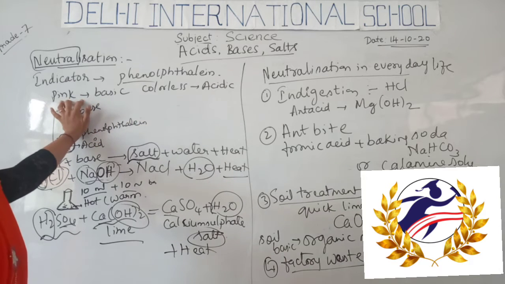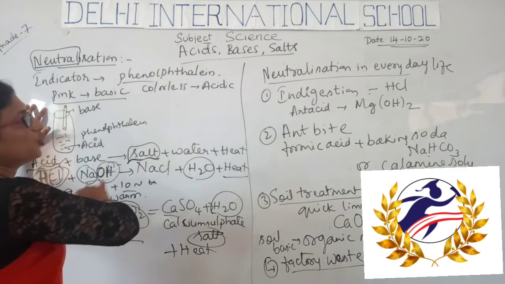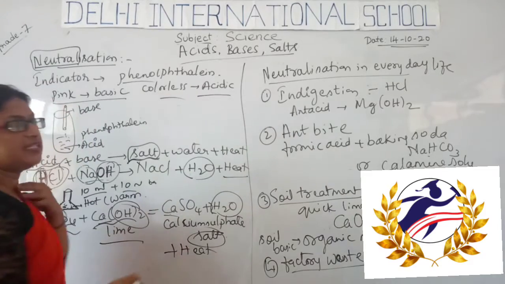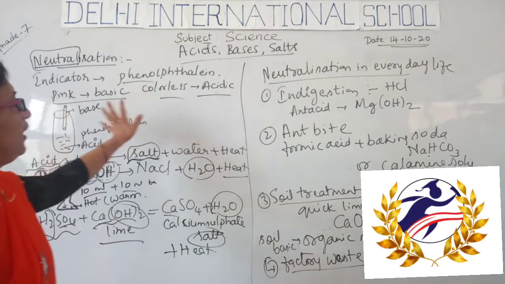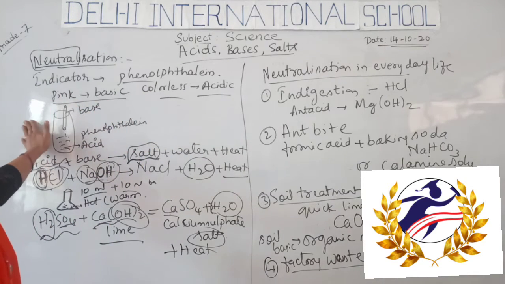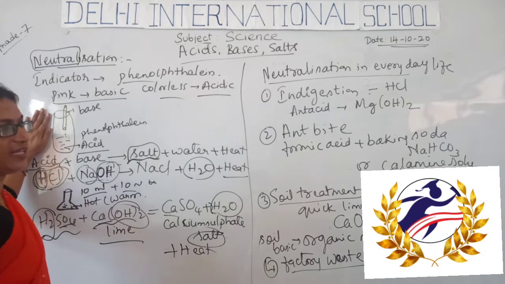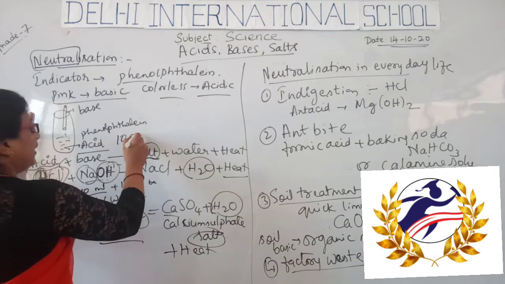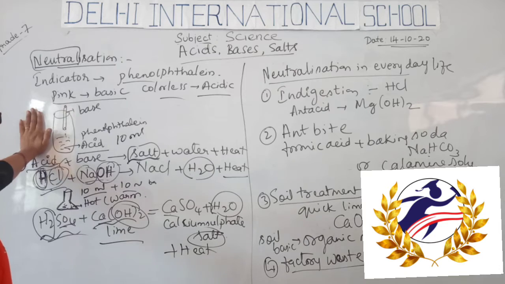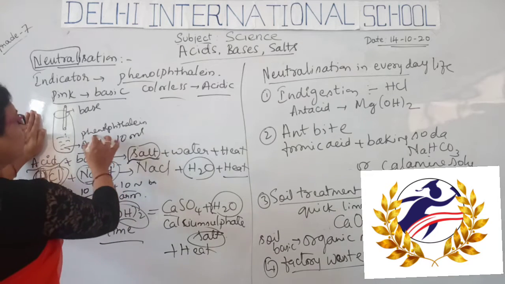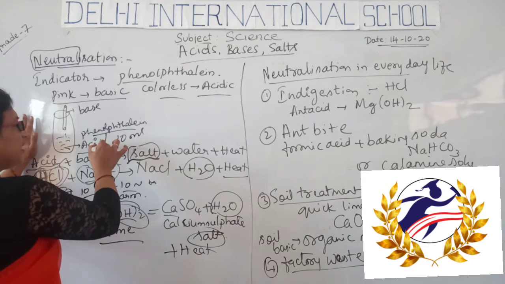It always gives pink in a basic solution. It gives pink color in basic solution, and it remains colorless in acidic solution. To test that, I will take a test tube and take 10 ml of acid in it, any acid, hydrochloric acid or sulfuric acid. Then I will add 1 or 2 drops of phenolphthalein indicator. It is colorless because it is colorless in acid.